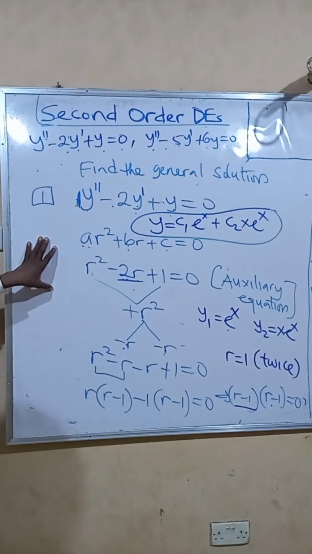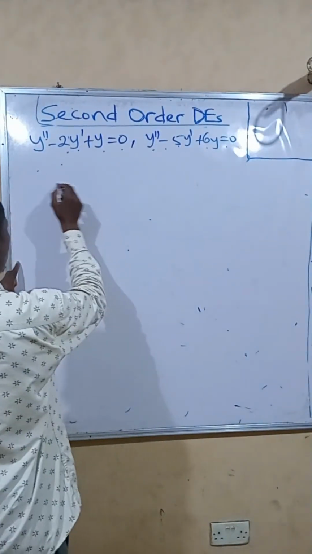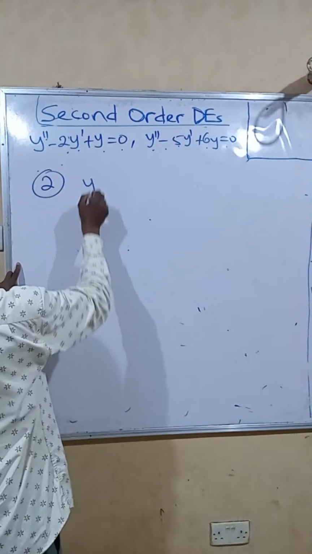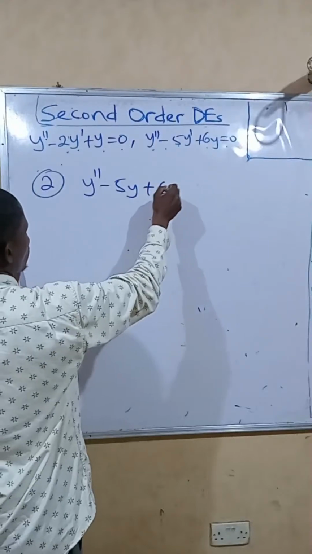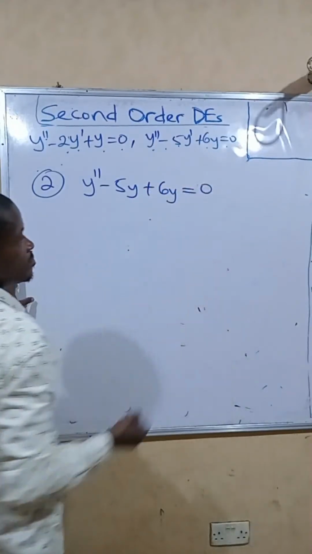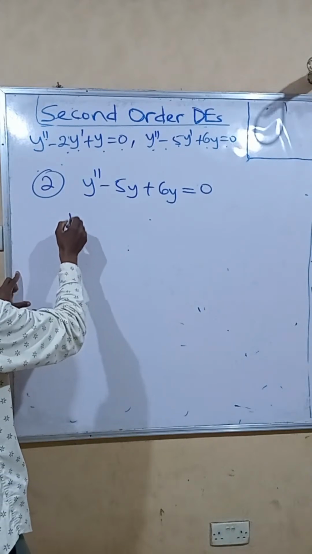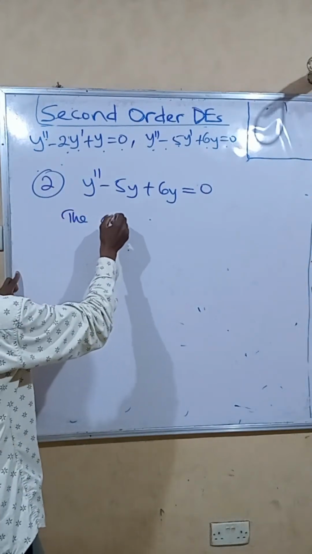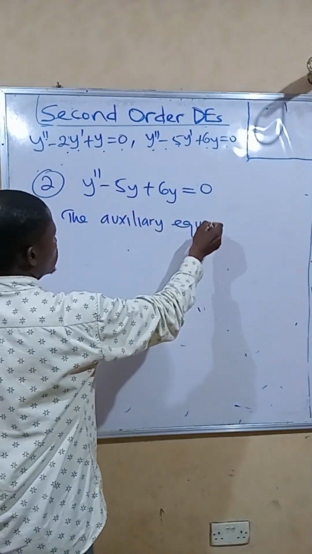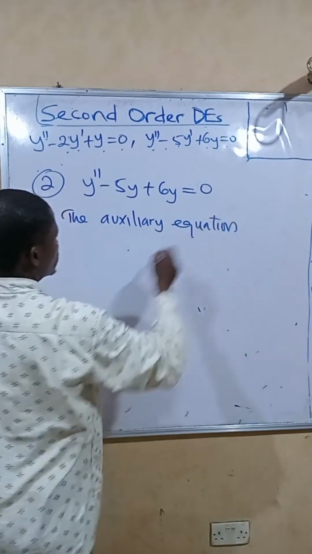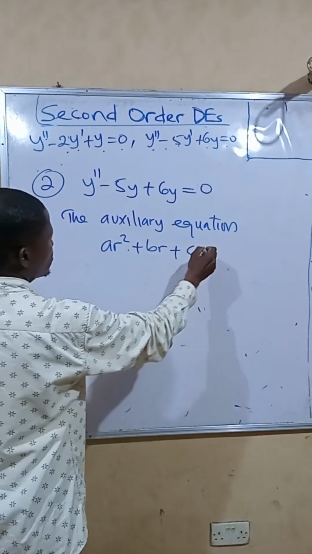So let's see the second question. The second question, we have y double prime minus 5y prime plus 6y equal to what? Equal to 0. So what you're going to do is what? Write the auxiliary equation, which is this.